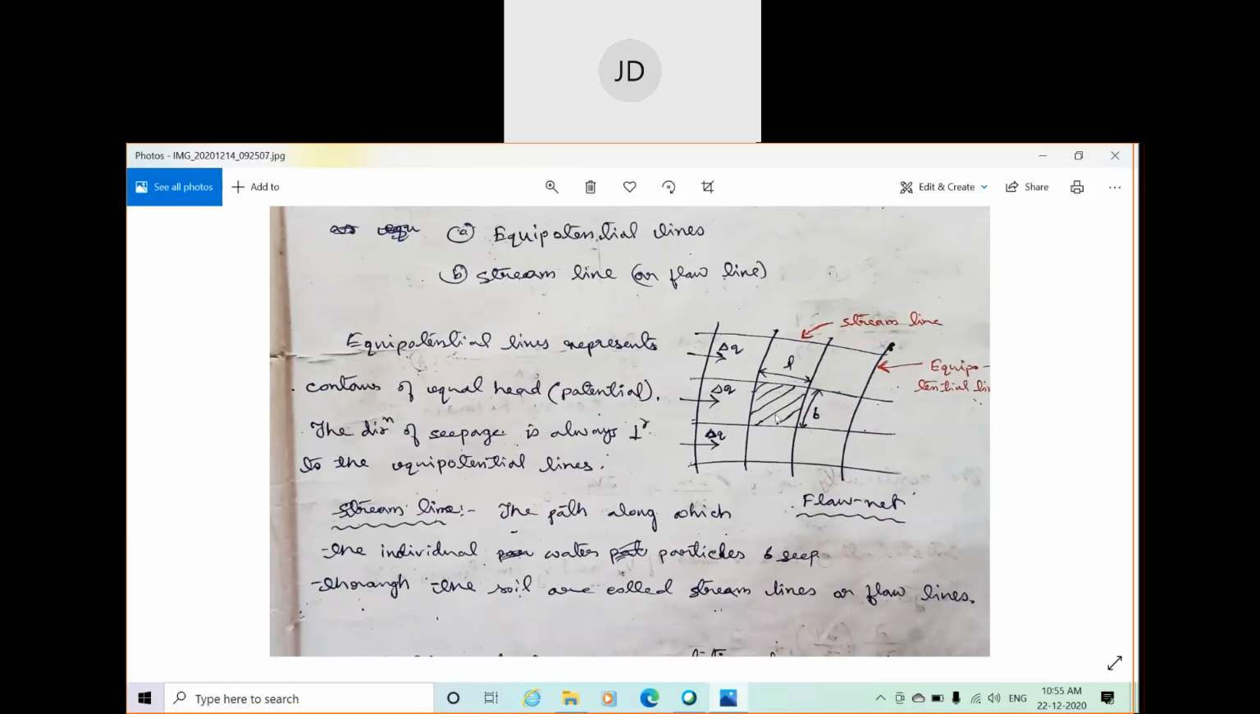This shaded portion actually represents a field. These are all fields. Each square box surrounded by two equipotential lines and two streamlines is known as a field. And these fields are approximately square, such that you can draw a circle within the field touching all four sides. You can draw a circle here. This is a property of flow net.